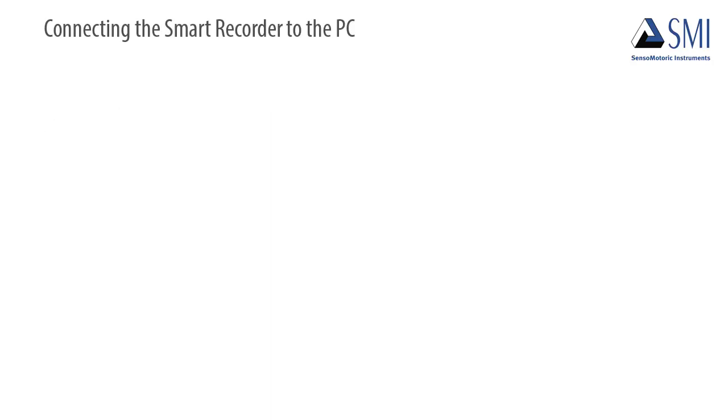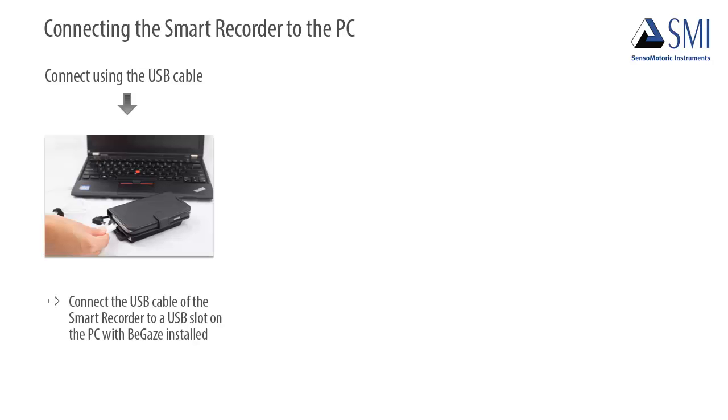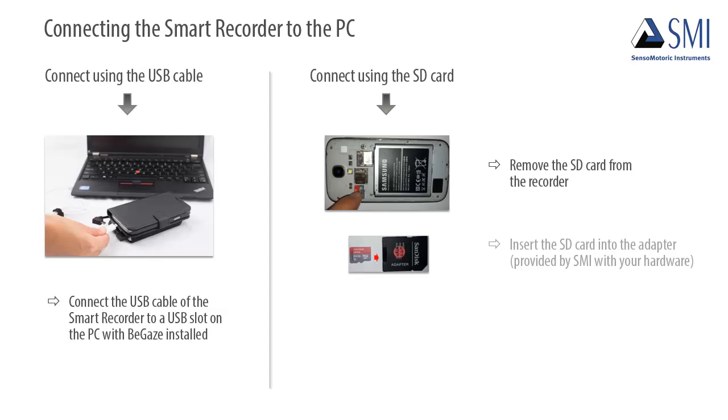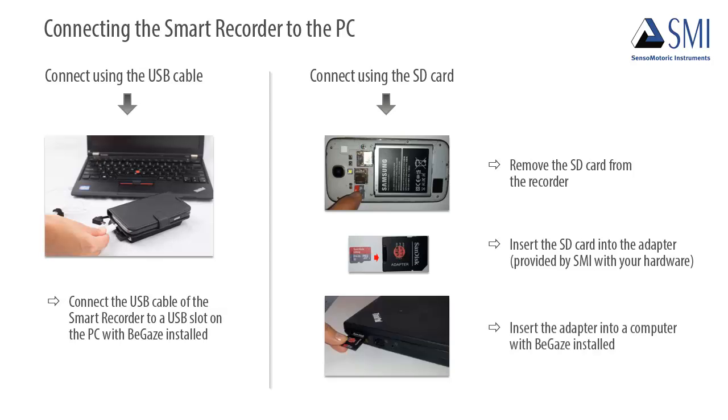Your SmartRecorder version will determine how you connect the SmartRecorder to the PC. If your SmartRecorder came with the USB cable, connect the USB cable of the SmartRecorder to a USB slot on the PC with BeGaze installed. If your SmartRecorder contains a micro SD card, remove the SD card from the recorder and insert it into the adapter that was provided by SMI with your hardware. Then insert the adapter into the PC with BeGaze installed.